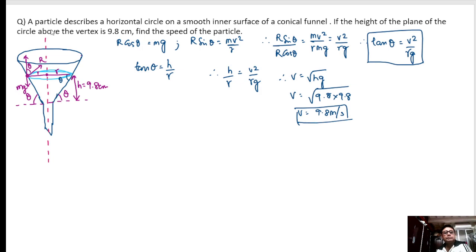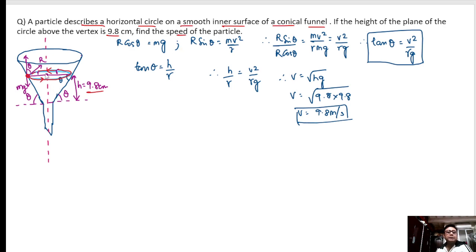Next, a particle describes a horizontal circle on a smooth inner surface of a conical funnel. So this is the conical funnel. Here is a particle, as you can see, which is going to move like this. It is going to describe a path like this on the surface of the conical flask at a height of 9.8 centimeter from the vertex. Find the speed of the particle. This is the question.